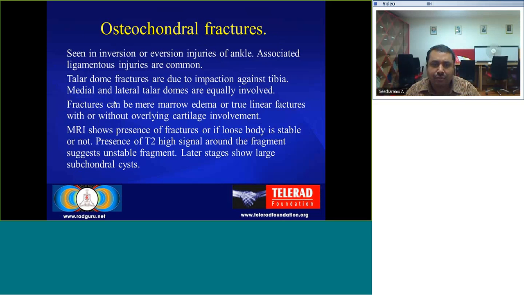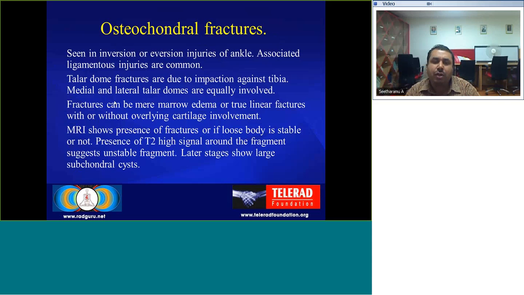Osteochondral fractures are seen in inversion and eversion injuries of the ankle. The associated ligament injuries are also quite common with the osteochondral fractures. The dome of talus gets impacted against the tibia. Both the medial and lateral talar domes are equally affected. The osteochondral fractures can range from mild marrow edema to true fractures with involvement of the overlying cartilage.